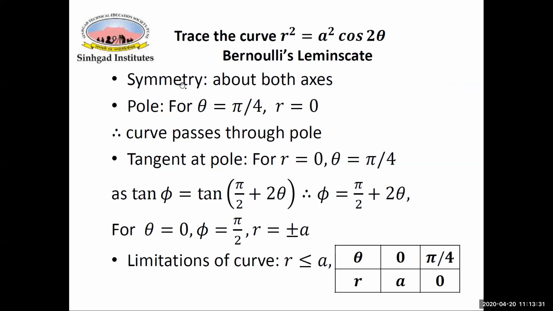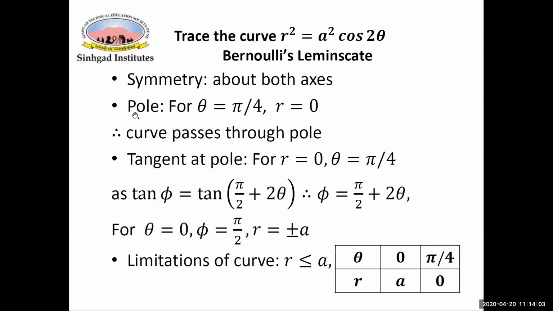First point, we'll check the symmetry. For theta equal to pi by 4, it will become cos pi by 2 and hence r is 0. Replace r by minus r and theta by minus theta. The equation remains unchanged. Since it remains unchanged, the conclusion is the curve is symmetric about both the axes.